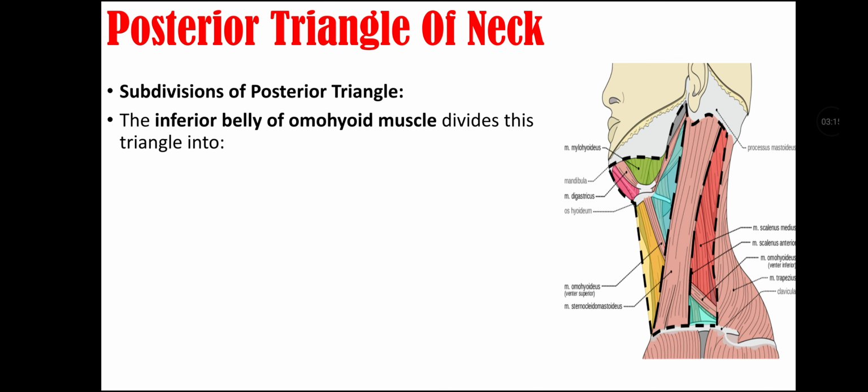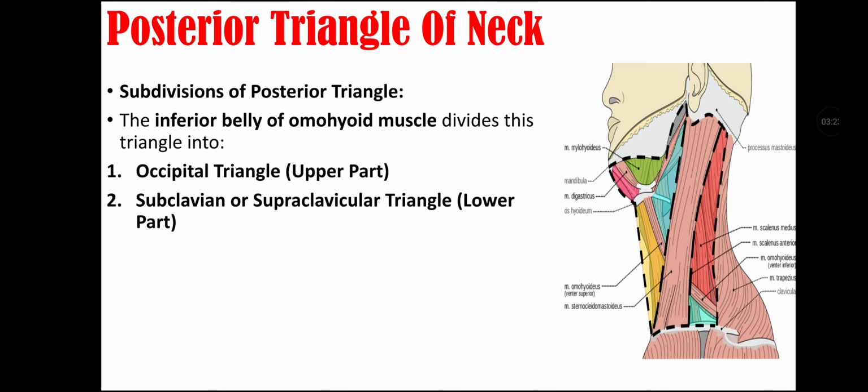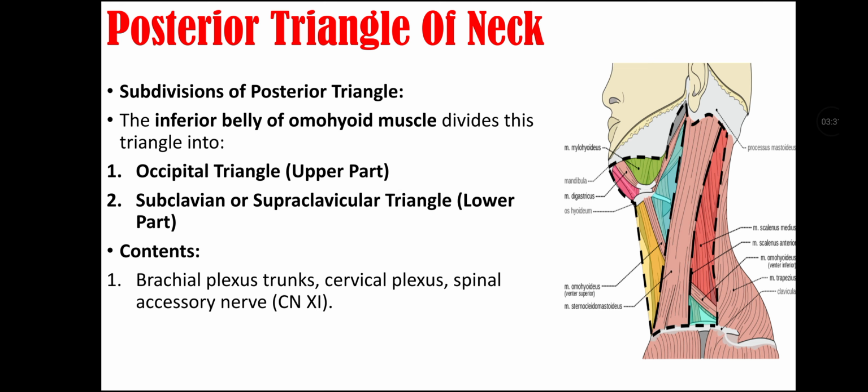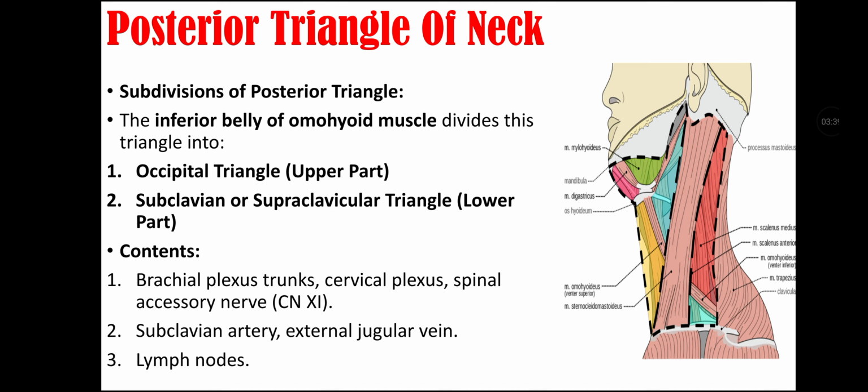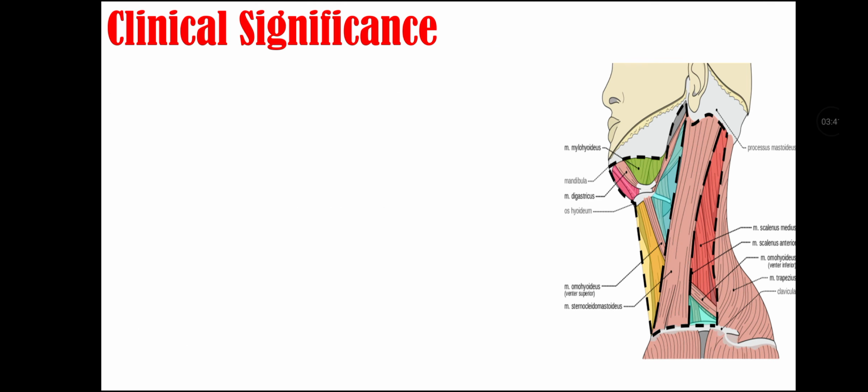Subdivision of posterior triangle. The inferior belly of the omohyoid muscle divides this triangle into the occipital triangle, that is the upper part of this triangle, and the subclavian or supraclavicular triangle, that is the lower part of this triangle. Its contents include brachial plexus trunks, cervical plexus, and spinal accessory nerve. It also includes the subclavian artery and external jugular vein, and also lymph nodes.